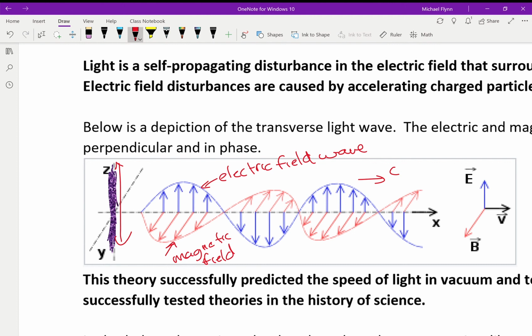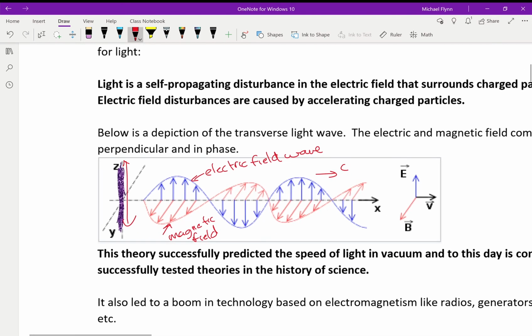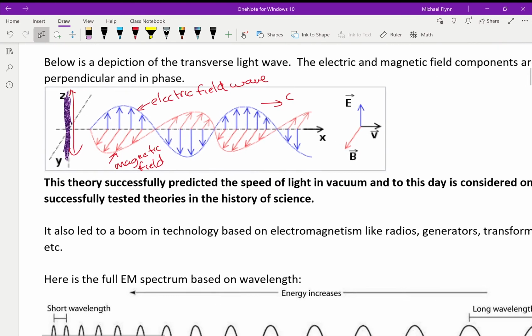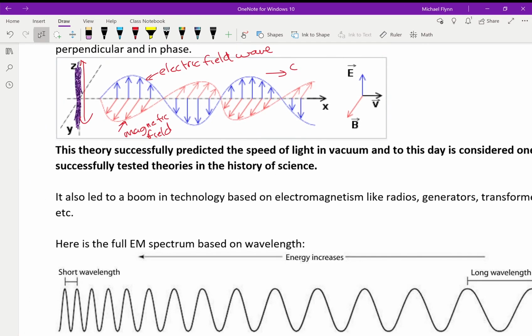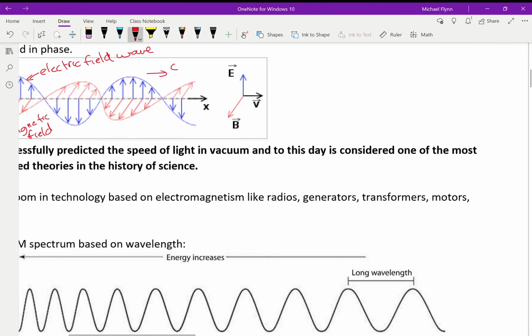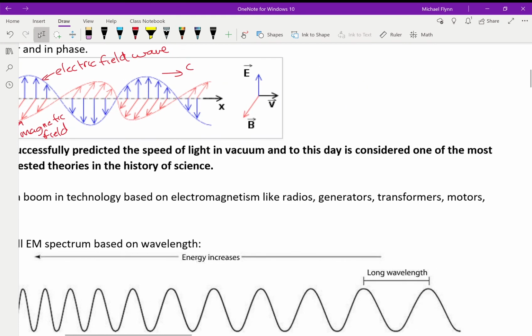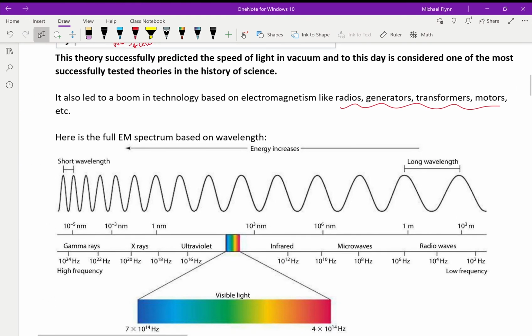Like I said, this is the most successfully tested theory in history, probably pretty close to this very day. They have tested this theory in many ways. It's predicted things, like we built radios and cell phones and Wi-Fi and all this stuff, all based on this theory. It's really incredible how this theory has changed the world. I put a little list of that here: radios, generators, transformers, motors, and so on. All of these things are crucial pieces of technology today, absolutely crucial.